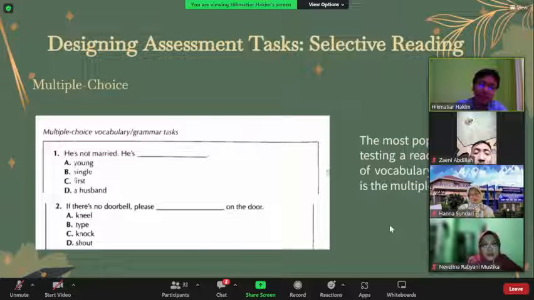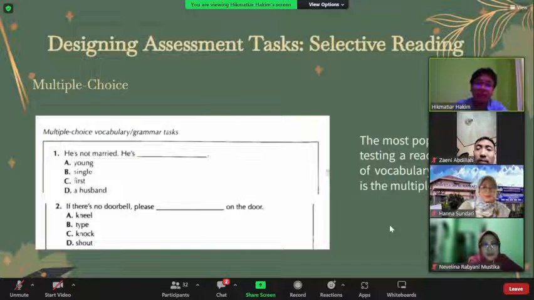Selective reading. We could have the same method. Previously, we have multiple choices. In here, we also have multiple choices, but the complexity of the questions will be much harder. In here, directly using short sentences without any picture. He's not married. He is single. It's a normal multiple choice.